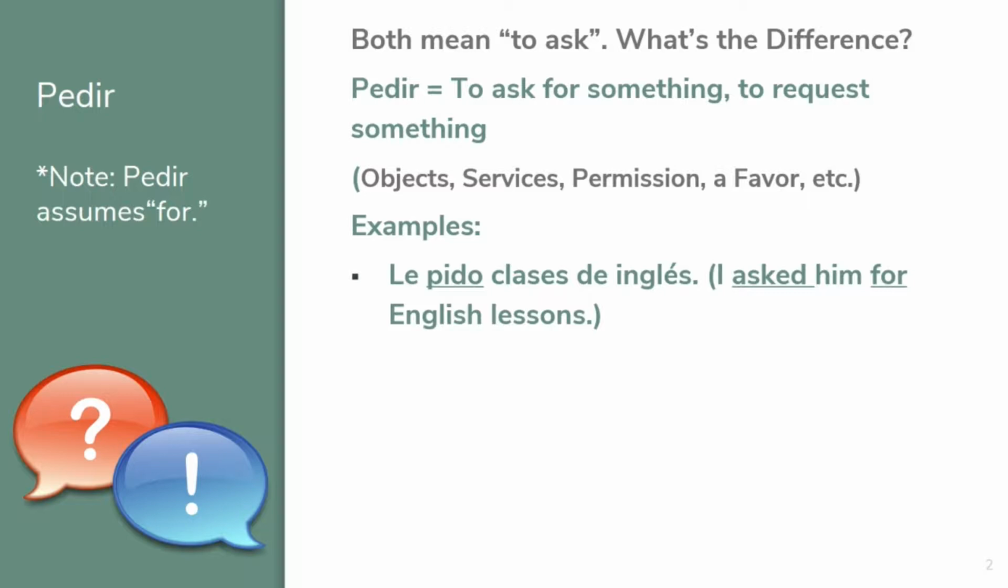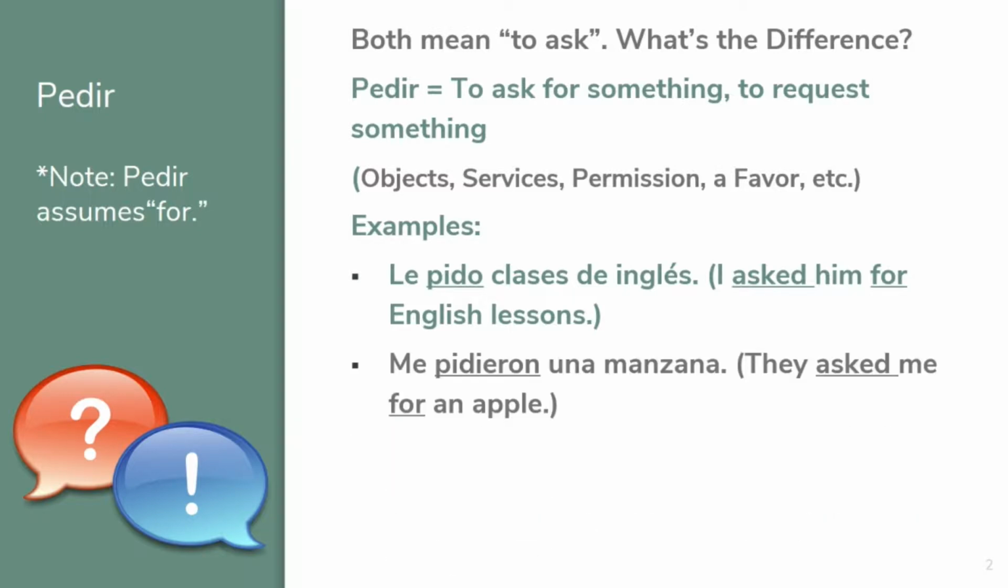Now, please note here that pedir assumes the word for. So in English, we say, I asked him for, I asked her for, they asked me for. Pedir in Spanish assumes that. So you would say, le pido clases de inglés. You don't say, le pido por clases de inglés or le pido para clases de inglés. Nothing like that. You say le pido clases de inglés.